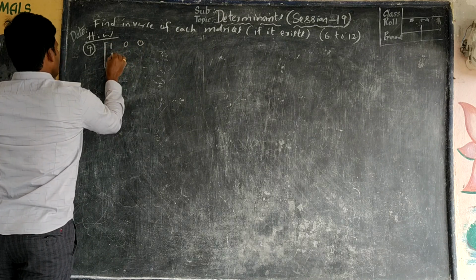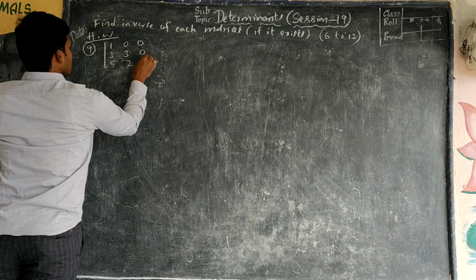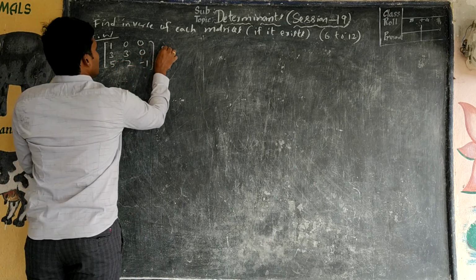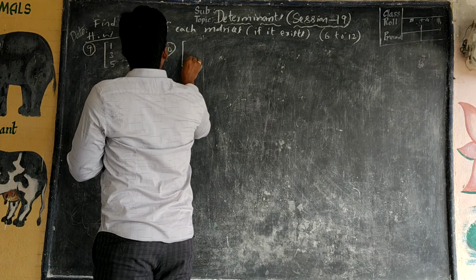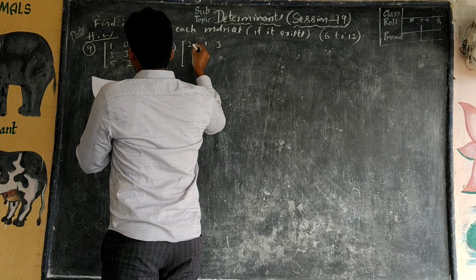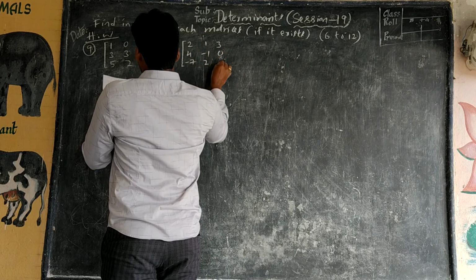1 0 0, 3 3 0, 5 2 minus 1. The 10th one: 2 1 3, 4 minus 1 0, minus 7 2 1.